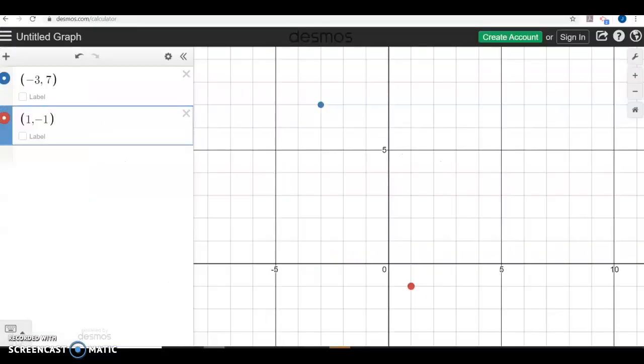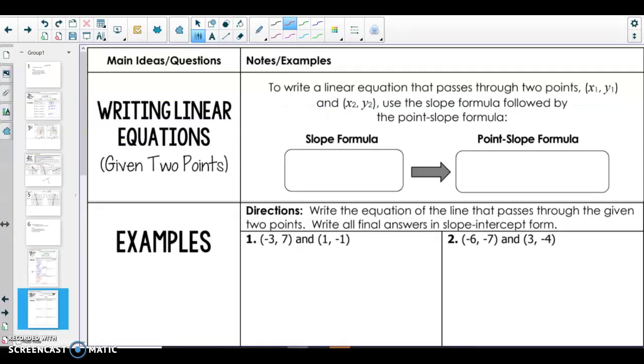I do have my graph pulled up and ready to go. You see there are our points, -3, 7 and 1, -1. All right, target identified. We need a line that goes through both of these. So in order to do this, since we were only given points and we don't have a slope, we're going to need to begin with our slope formula.